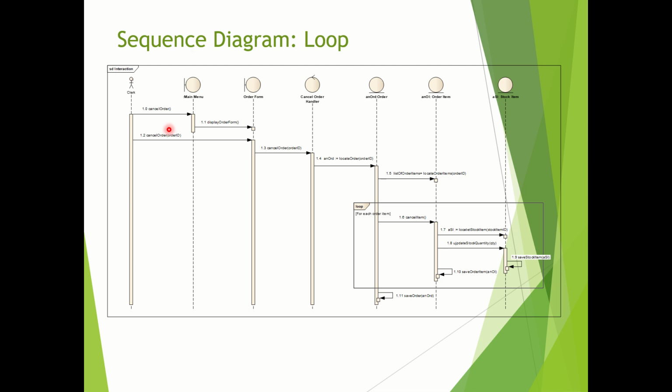Now comes the looping. You can see there is a clerk, a main menu, an order form, then a cancel order form, etc., different types of order forms, and this is a loop. So, what is this loop all about? A loop is nothing but something you want to repeat in an iterative manner. For each order item, you need to cancel the item, then check the stock, update the stock, then save the order itself. So, this is a loop statement which we will have in the looping in the sequence diagram.